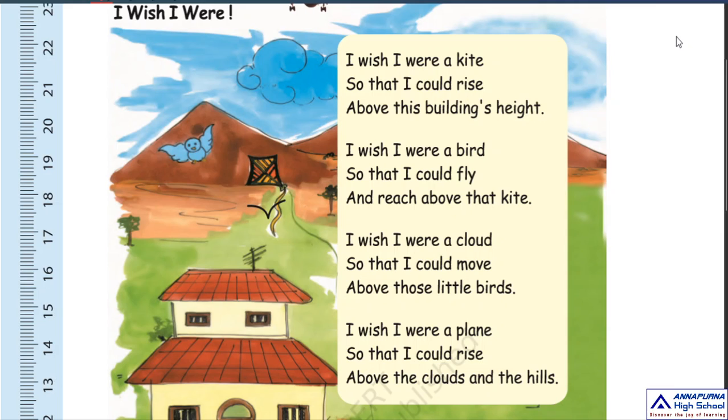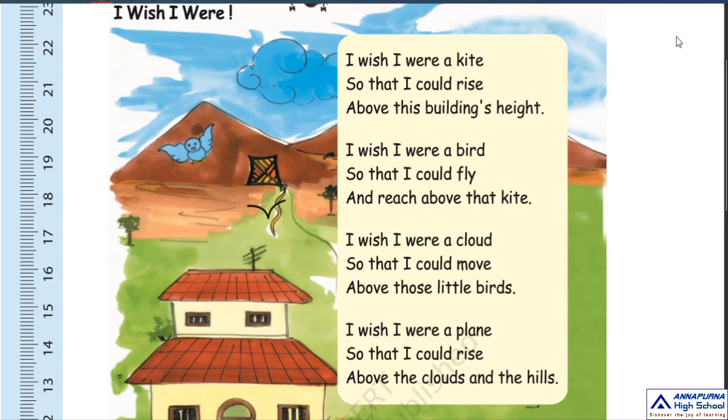First what he is saying, I wish I were a kite. If he were a kite, so what he could rise above the building side. So the kite flies above the buildings. Then after that, what does he want? He wants to become a bird, so that he could fly. The birds are flying, so he wants to reach above the kite, so he wants to become a bird. And after becoming a bird, he wants to become a cloud, so that he could move above those little birds.